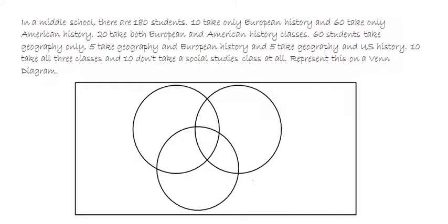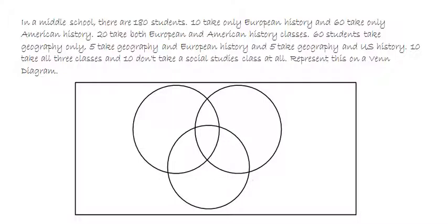So here's our question. In a middle school, there are 180 students. 10 take only European history, 60 take only American history. 20 take both European and American history classes. 60 students take geography only. 5 take geography and European history, and 5 take geography and US history. 10 take all 3 classes, and 10 don't take a social studies class at all. Represent this on a Venn diagram. Well, we know all our Venn diagram skills, so I suggest you pause the video, try this on your own, and then we compare our answers.